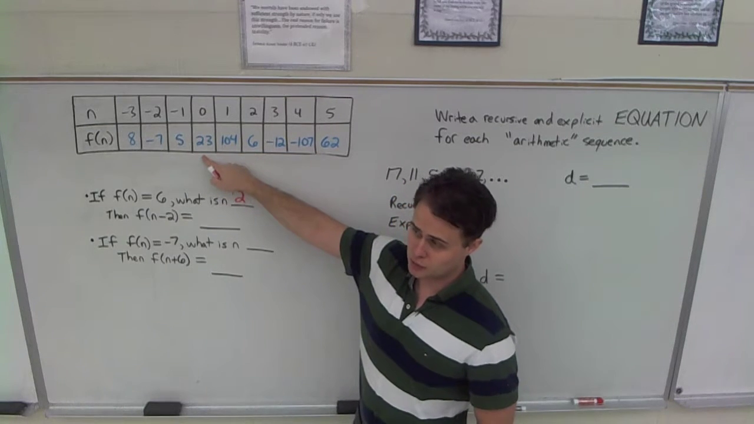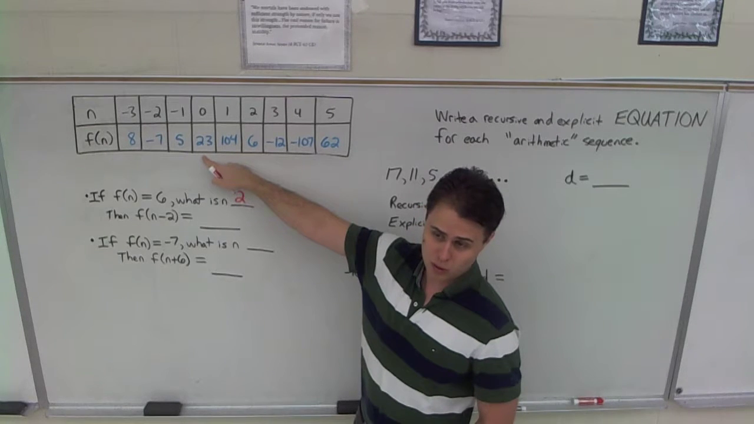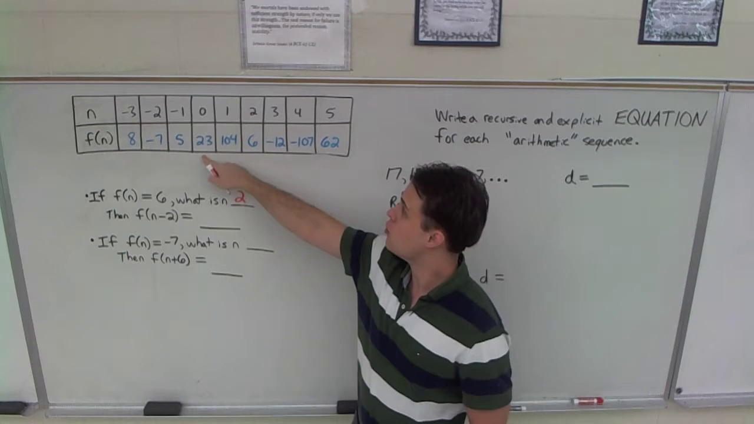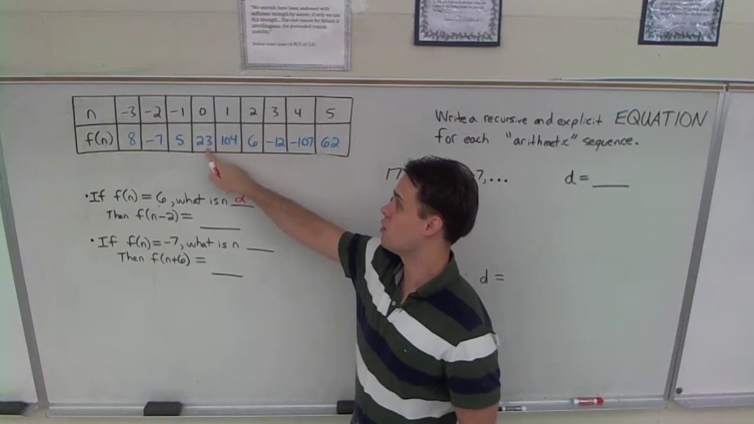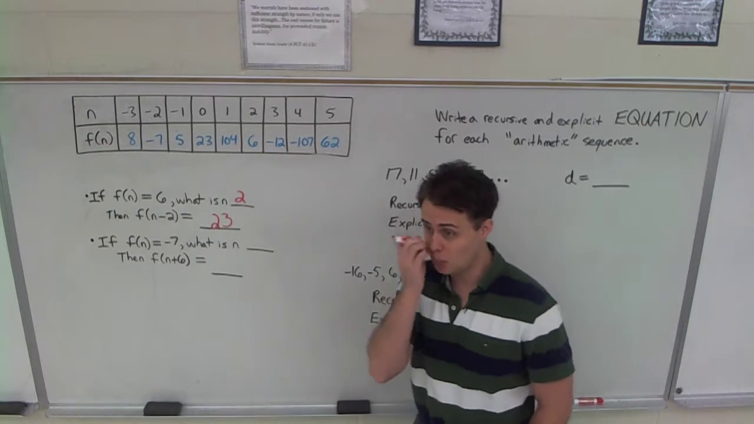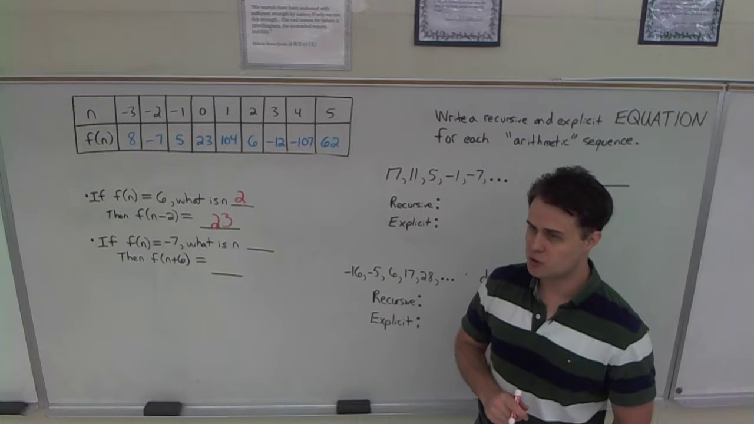Now they could have asked us for n there, or n minus 2, which would be 0. But they didn't ask for that. They asked for f of n minus 2. So when you put 0 in, what comes out? 23 comes out. You were giving me what goes in. But good, okay?